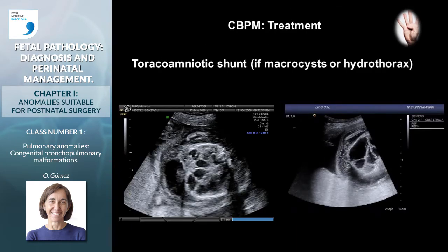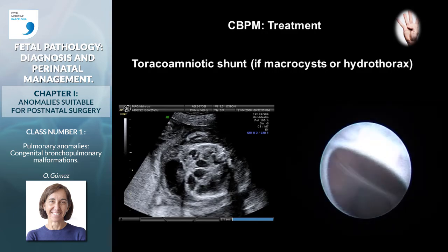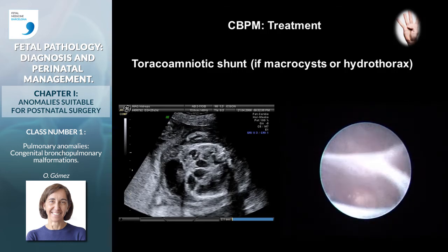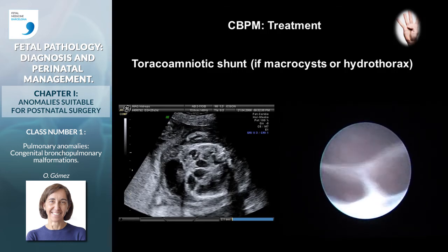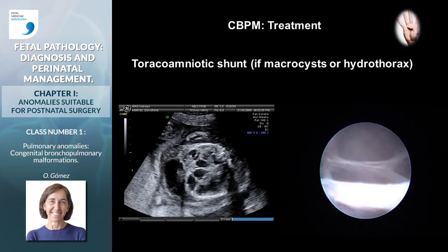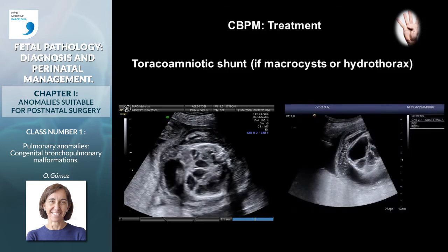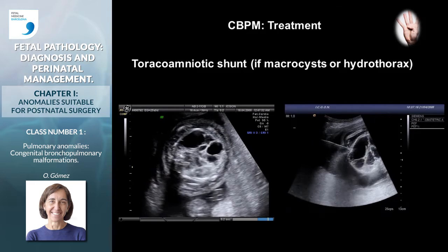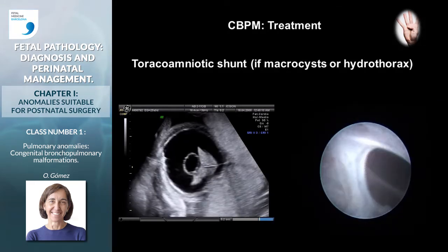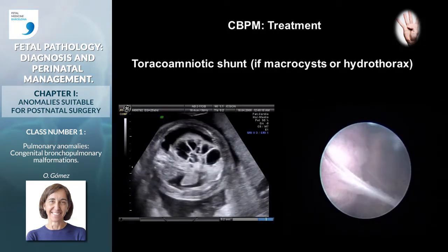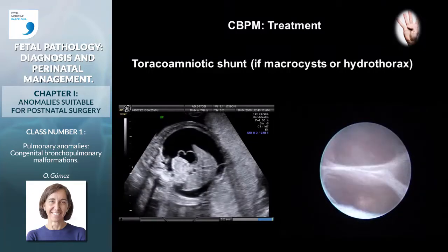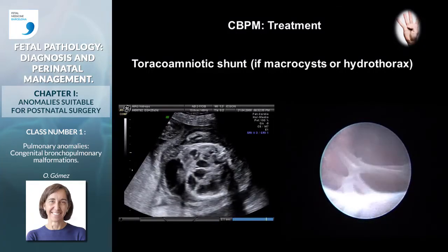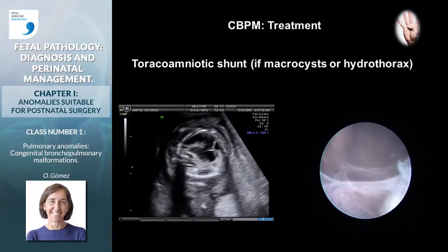The thoracoamniotic shunt will be an option in those lesions that are associated with macrocyst or hydrothorax. As shown in the lower left video, there is a macrocystic lesion of giant size that conditions a hydrops at the expense of subcutaneous edema and marked ascites. The video on the right shows the procedure of the shunt placement. The previous fetoscopic vision allows us to demonstrate, in this case, how there is connection between the different cysts. In this case, the shunt managed to decrease the size of the lesion and to reverse the hydrops.